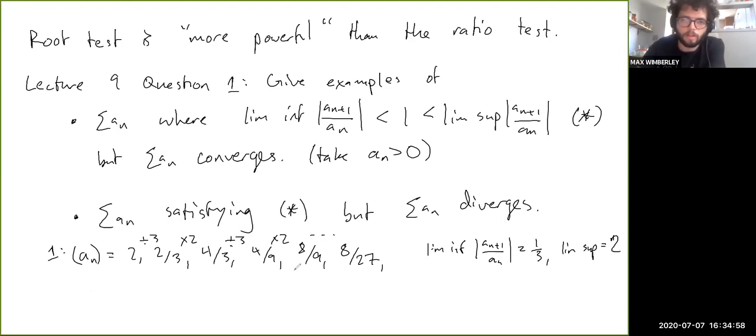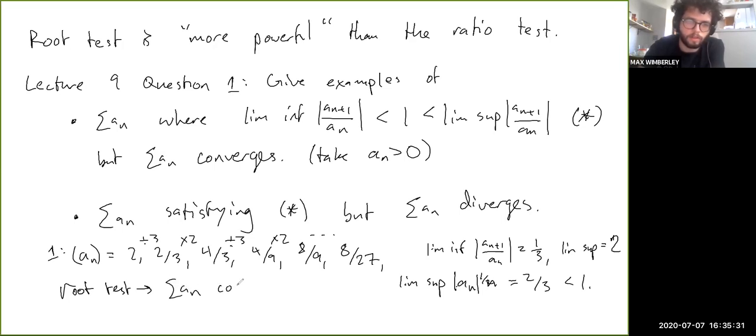But this series converges, because the limit of a_n to the 1 over n should equal 2/3. So this is 2/3, which is less than 1. So the root test tells us that the series of a_n converges.